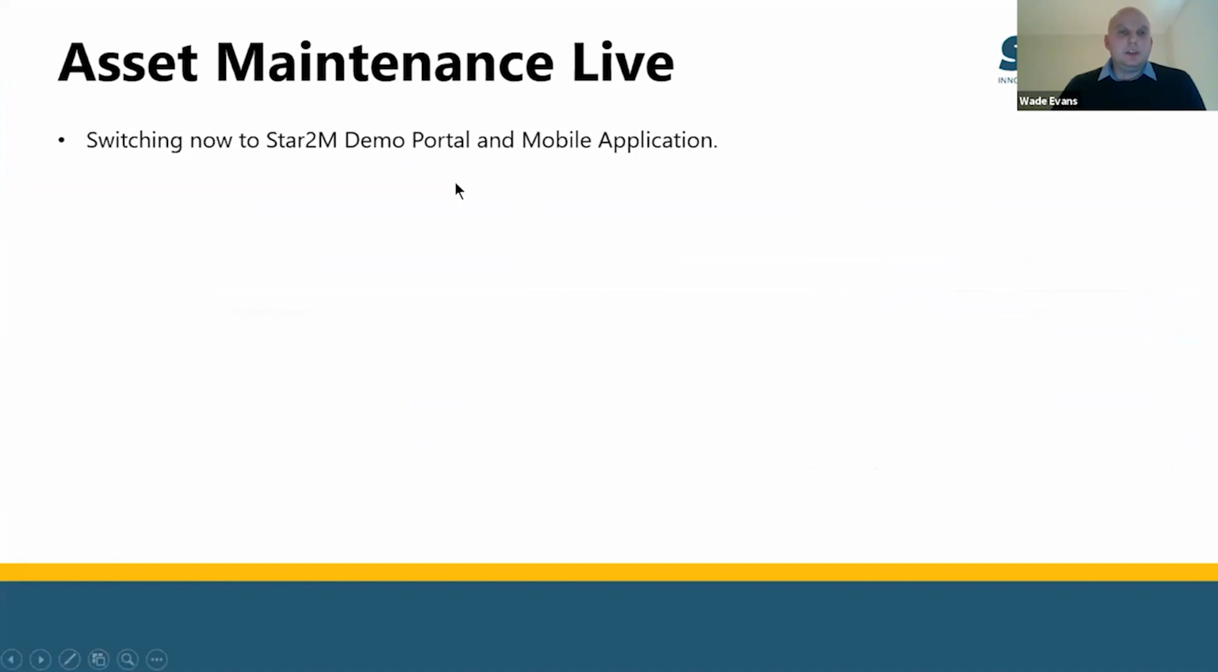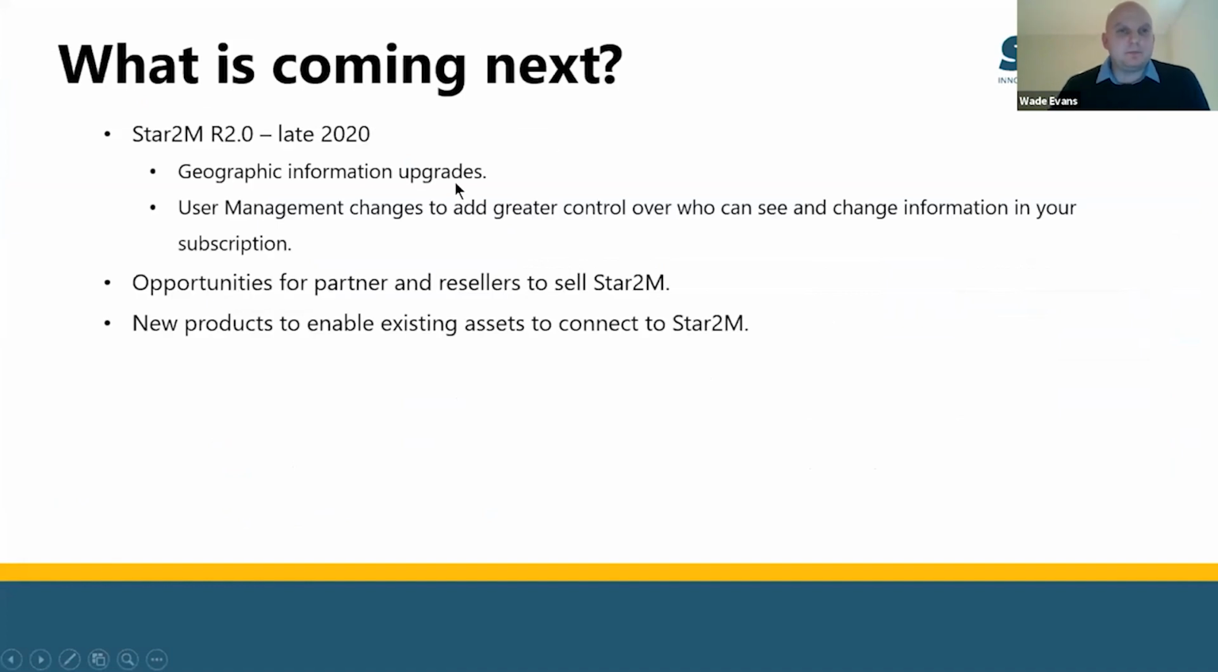So in terms of what's coming next for Star2M, we've got a few developments coming through. Most importantly, on the short-term roadmap, we're talking about Star2M release 2.0, which is coming in late 2020 this year. That's going to contain some really critical geographical information updates where we're using Esri mapping to build up our mapping engine. On top of that, there's obviously the roles and associations, which we've spoken about in the last couple of webinars as well, which allows you to build and cater your user management to very specific roles and associations, allowing greater control over who can access what, how and why.